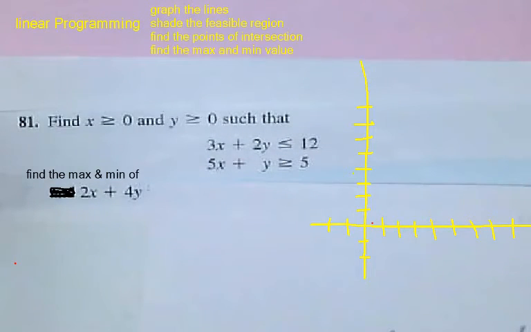This is linear programming part 2. So, yesterday, or part 1, we discovered we graph the lines, we shade the feasible region, we find the points of intersection, and we find the max and min.